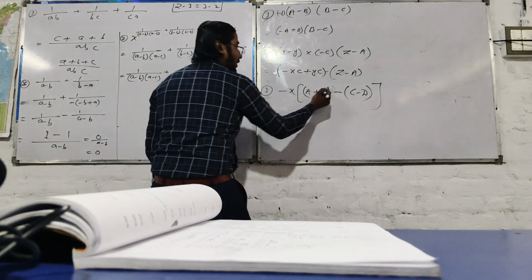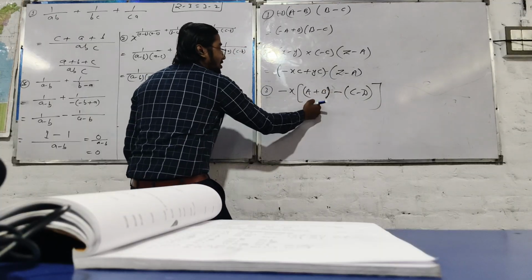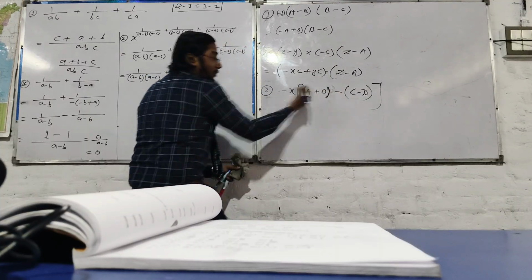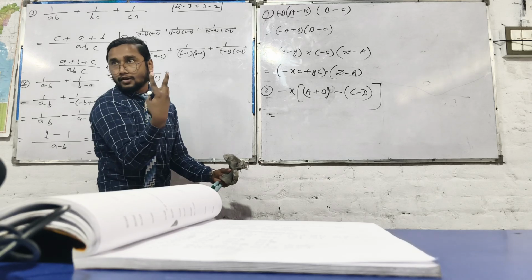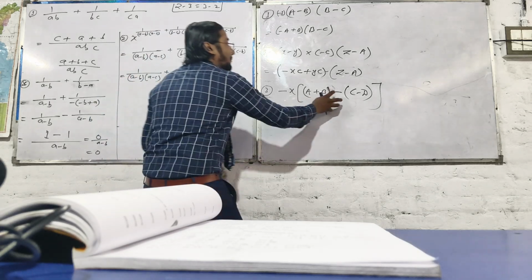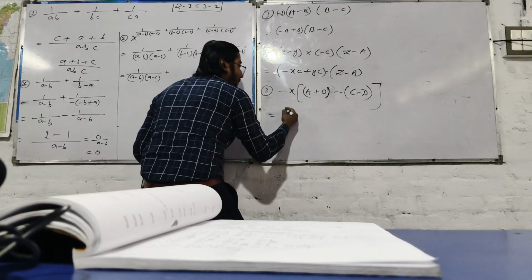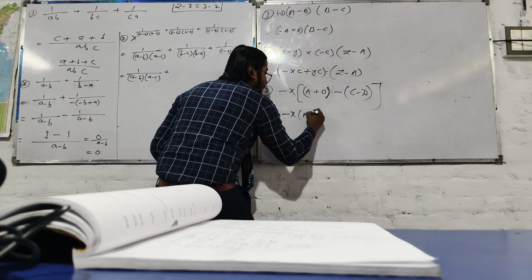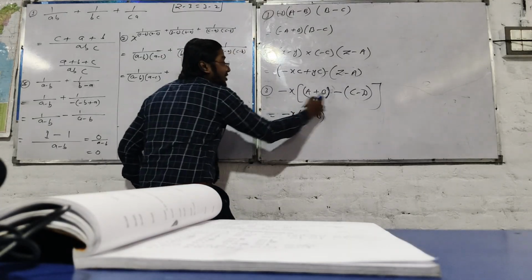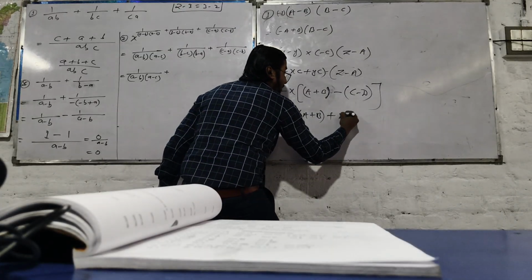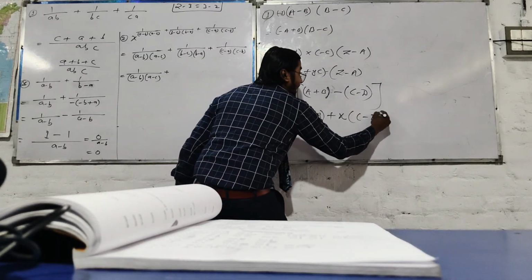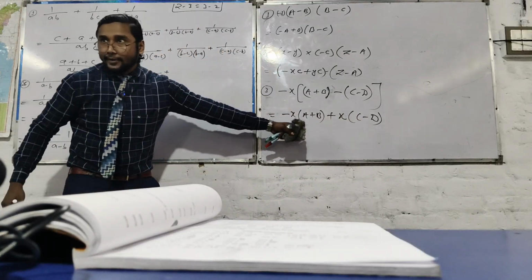So now at this time, this term and this one are two different separate terms. The minus will multiply with this one as well as this one. So what will happen, guys? Minus x times a plus b, and minus into minus will be plus, x times c minus d. I didn't open the bracket yet. I'm going to open the bracket now.